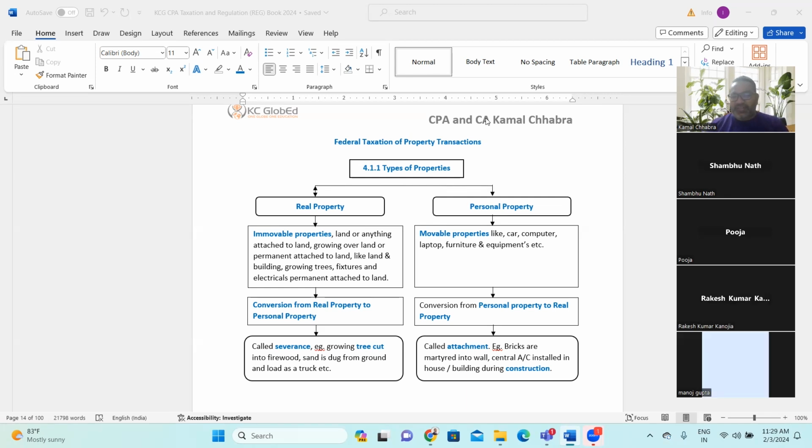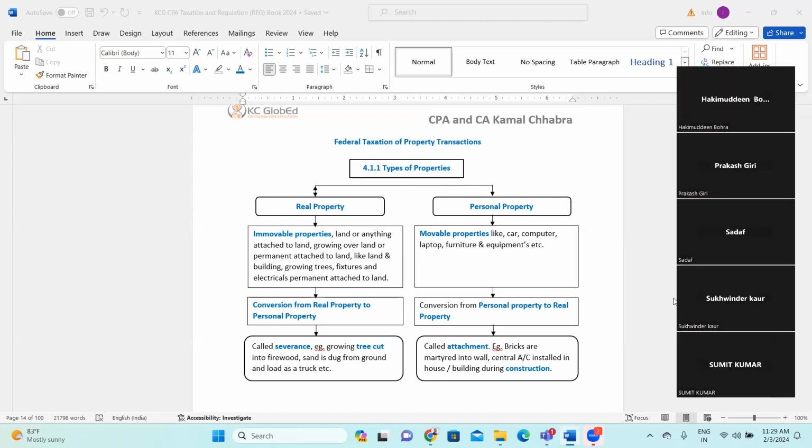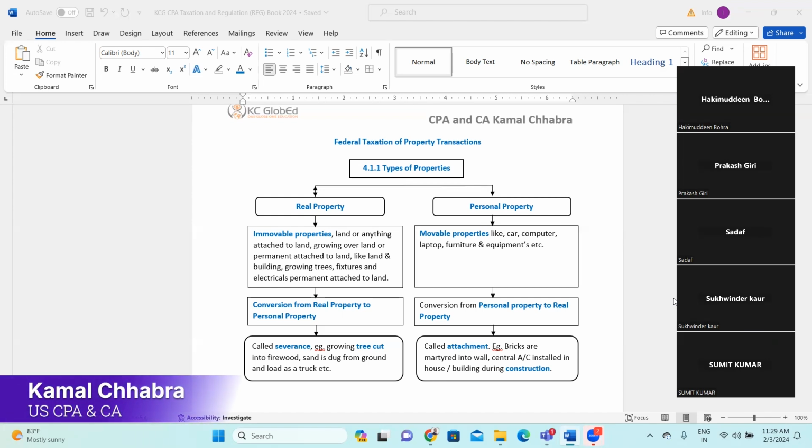Sir, excuse me, please. Can you give some more examples of personal property and real property? Because I think centralized AC always comes with the building itself. It doesn't come separately. Can you please elaborate more? Yeah, for example, electric fittings which you do for a building. Till the time it is in wire form, it is personal property. But when it is fixed into the walls, it is a permanent fixture. You cannot extract and use it again. So then it becomes real property.